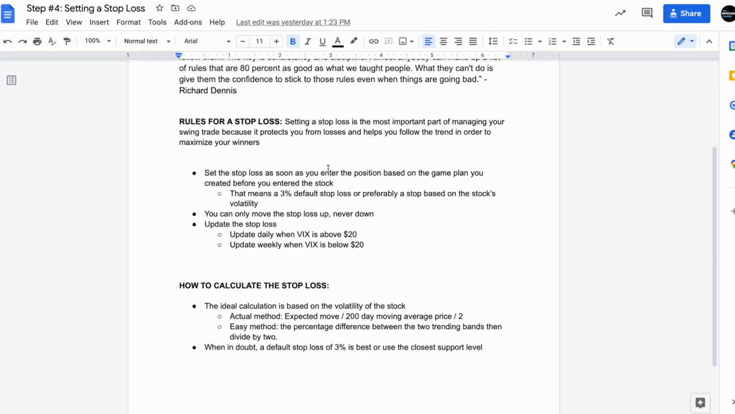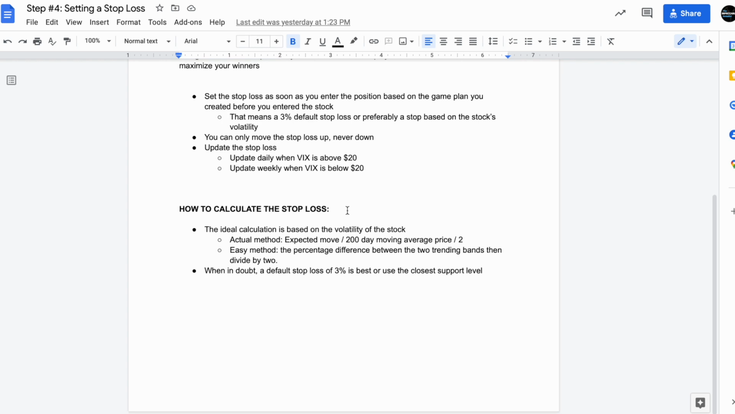So that is the idea behind it. Now, how do we calculate the stop loss? The ideal calculation is based on the volatility of the stock, right? Like we can say a 3% default stop loss. That's cool in theory, but let's say you're trading Tesla, where it moves 10% in a single day. A 3% stop loss will get you snapped out of that stock. So again, the ideal stop loss is based on the volatility of that stock.